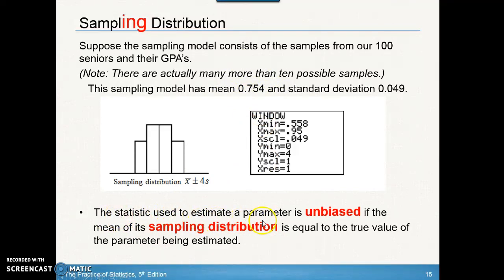If the statistic used to estimate a population or a parameter is unbiased, okay, unbiased, what does that mean? If the mean of its sampling distribution is equal to the true value of the parameter being estimated. So let's say I took all 10 samples of 100 students, so I'd have 10 p-hats in there. I took the average of the 10 p-hats and the standard deviation of the 10 p-hats, okay? If it's an unbiased estimator, then that means that this mean is about the same or the same as the true value of the proportion of all the students in Fairfax County that have a GPA higher than 2.0. Okay, so unbiased means the mean of the sampling distribution is the same as the value of the population.